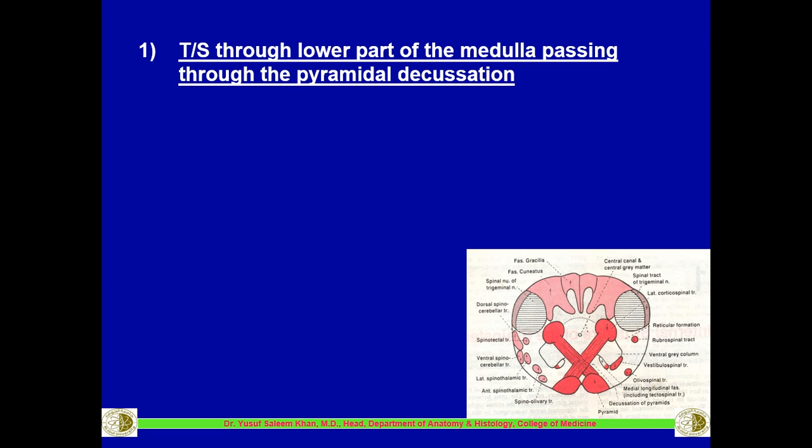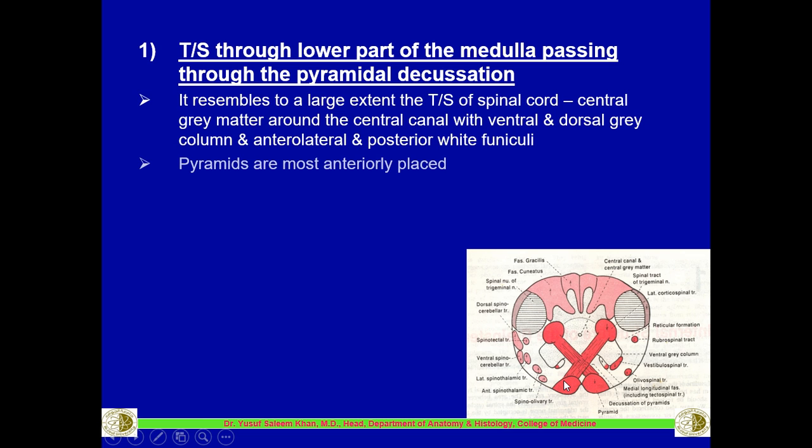Now if you take a section at the lower part of the medulla oblongata at the pyramidal decussation, the first thing you appreciate is the pyramidal decussation. So this is the pyramid on either side, and here you can see the pyramidal decussation. It resembles to a large extent the sections of the spinal cord, because it continues below as the spinal cord. Some of the important regions are very similar to that of the spinal cord, especially the central canal, and around that the gray matter with ventral and dorsal gray columns.